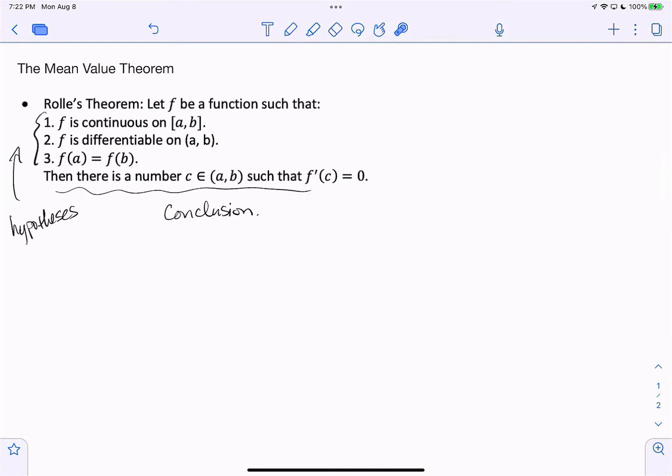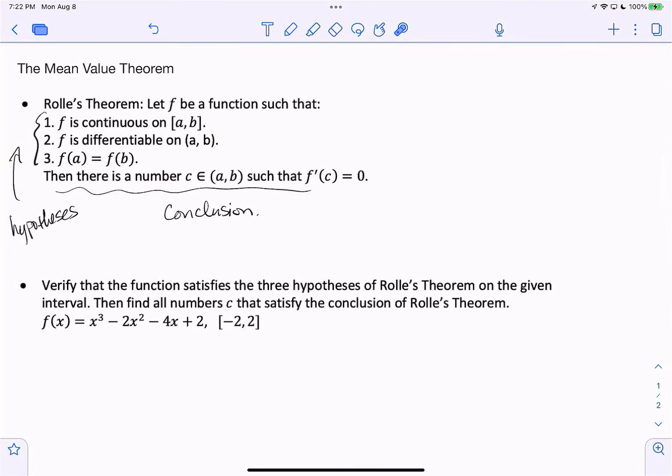We're going to see a proof of this in a bit, but first I want you to see this in action. We have here an exercise. Verify that the function satisfies the three hypotheses of Rolle's theorem on the given interval, then find all numbers c that satisfy the conclusion of Rolle's theorem. I'm going to combine 1 and 2.